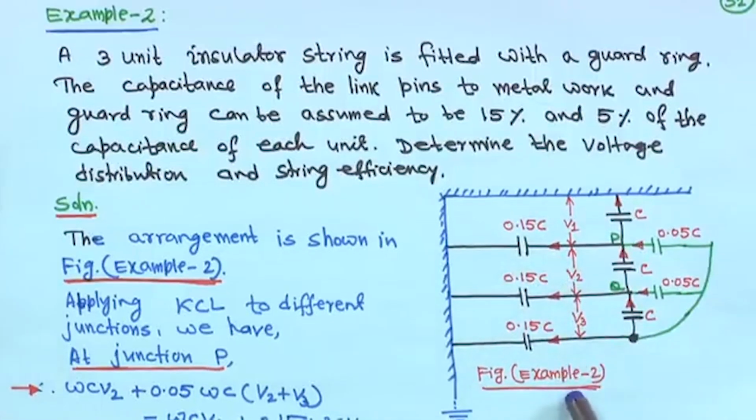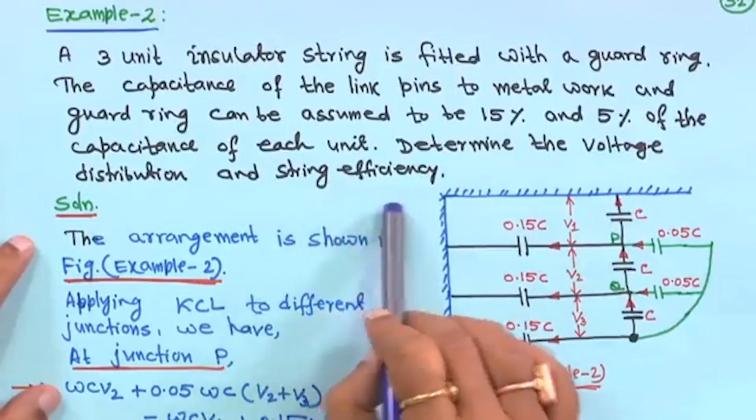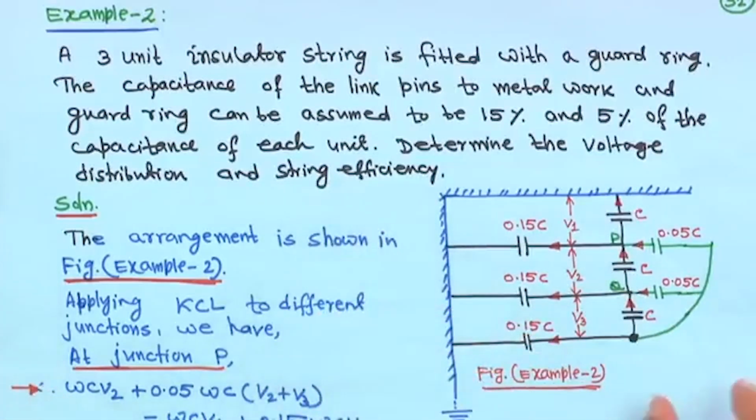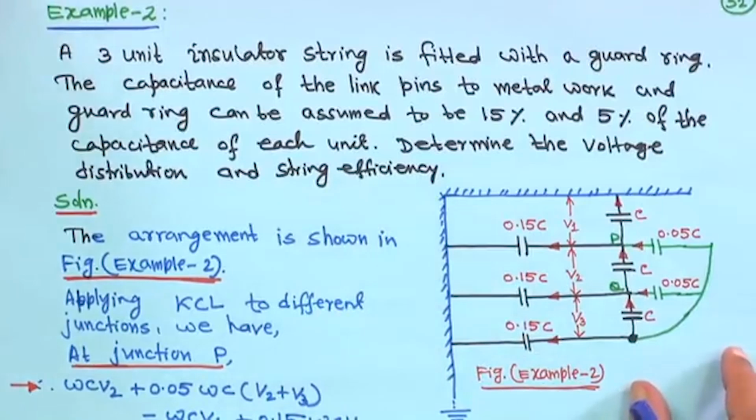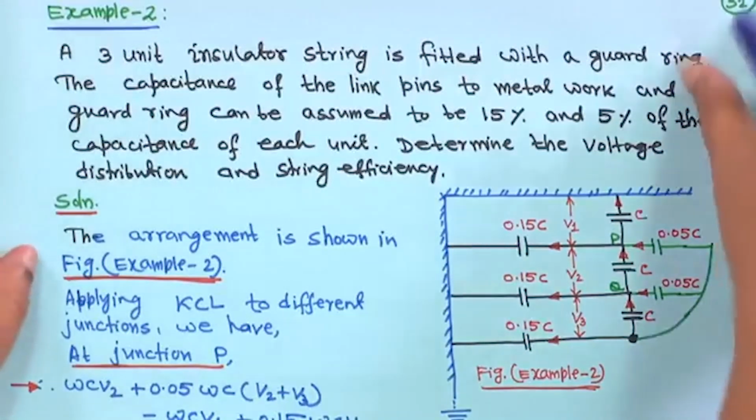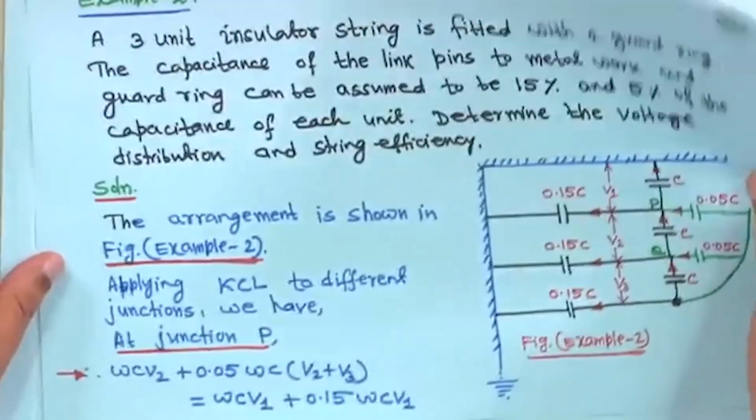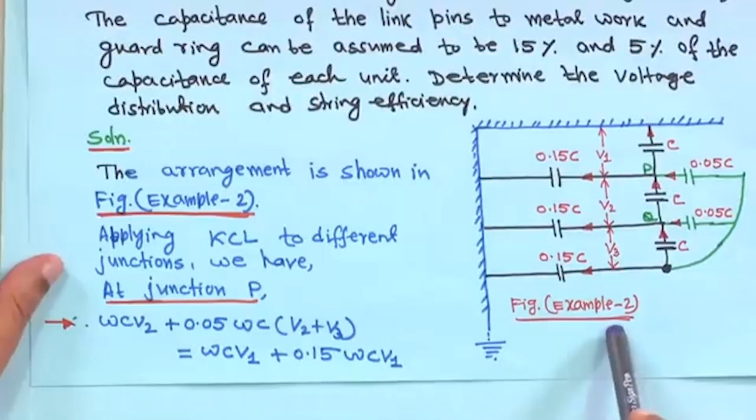This is the figure for the example. You have to find out the voltage distribution and string efficiency. In this example, rather than a mathematical derivation, we have directly taken the example. This arrangement is shown in figure, example 2.